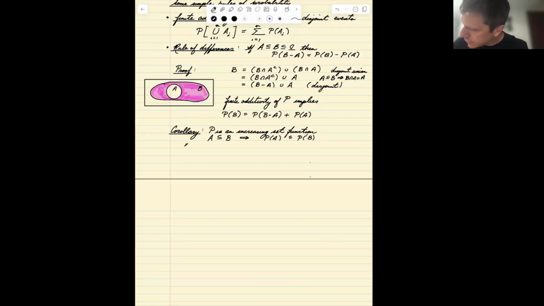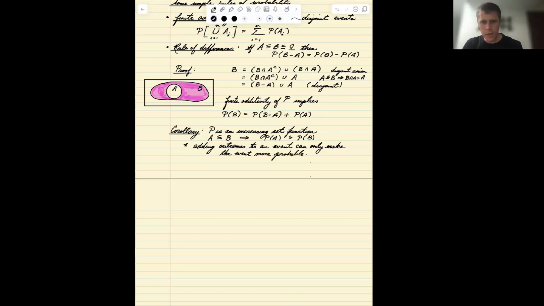Intuitively, adding outcomes to an event can only make the event more probable. Okay. Next is the complementation rule.